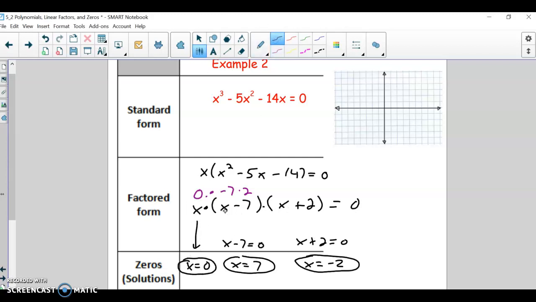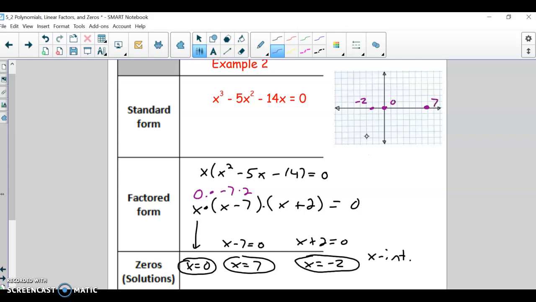Okay, and then again, those are called zeros or solutions. And graphically, again, they're the x-intercepts. So this one should cross at 0, positive 7. Okay, I got 7 there, and negative 2. So negative 2, 0, 7.